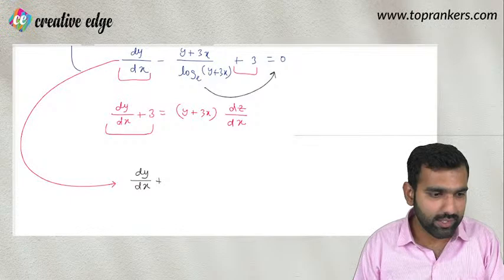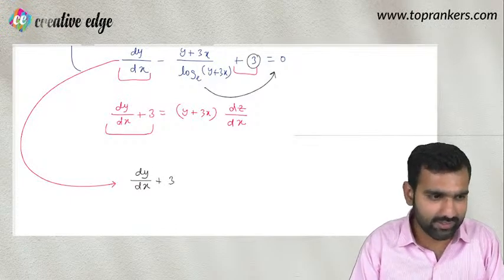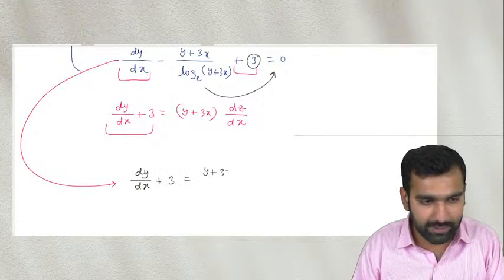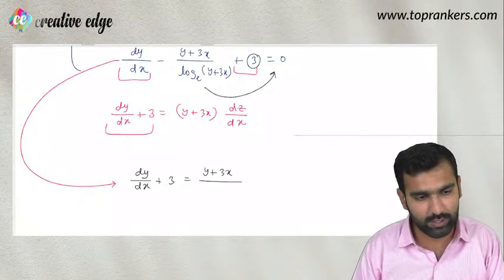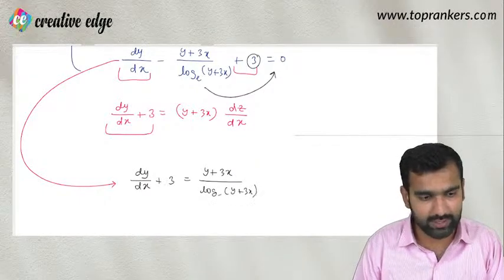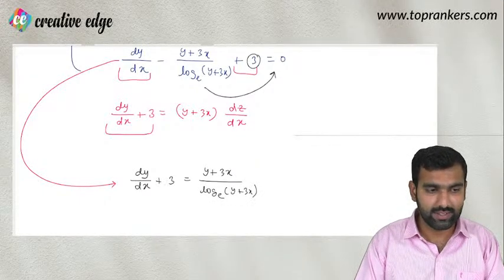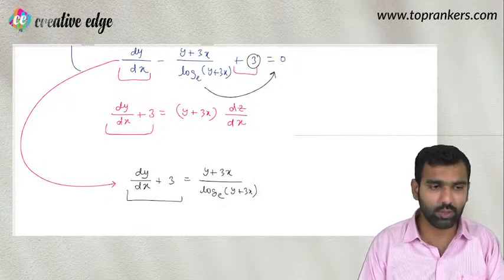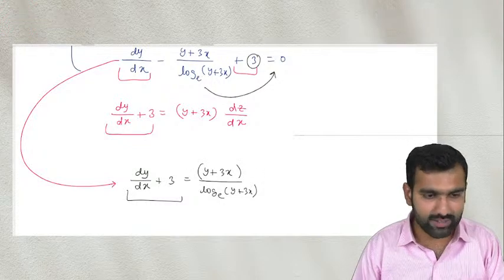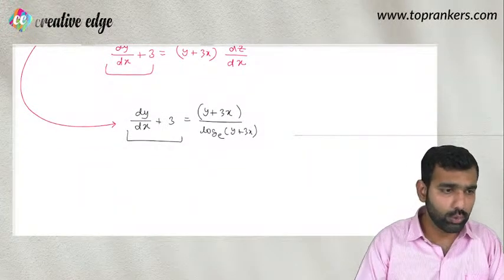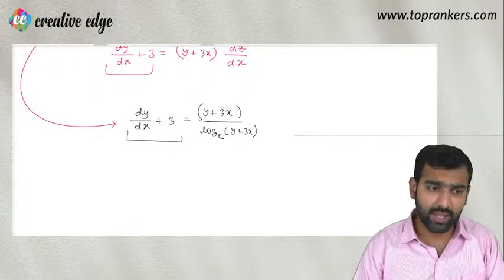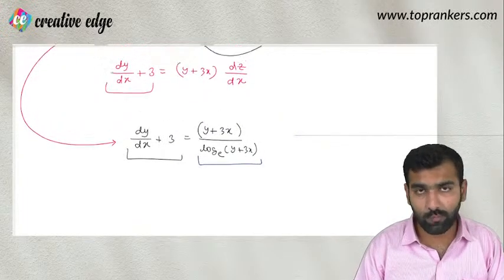So this term dy by dx plus 3, this 3 and this dy by dx I'm writing here, and y plus 3x upon this particular term log of y plus 3x I'm putting on the other side. Now I hope you must have realized this left hand side and this left hand side are the same, so I think we can compare the right hand side of both equations. I hope you can find some similarity now. When you do so, I hope you realize this expression will cancel out. And one more thing we are going to do is log of y plus 3x.